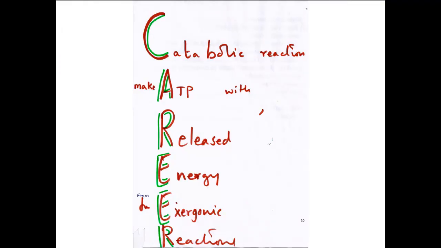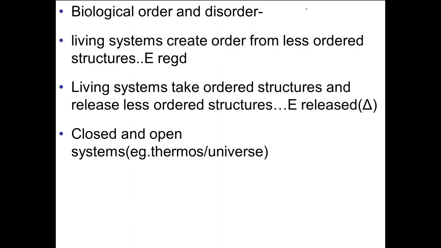Okay? I have come up with a mnemonic to remember. Remember CAREER: catabolic reactions make ATP with released energy from exergonic reactions. If that helps you remember it, that's also fine. Okay? Then we move on to another aspect of biology, of order and disorder.